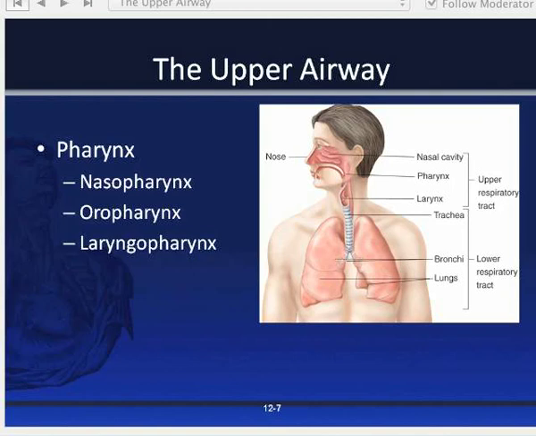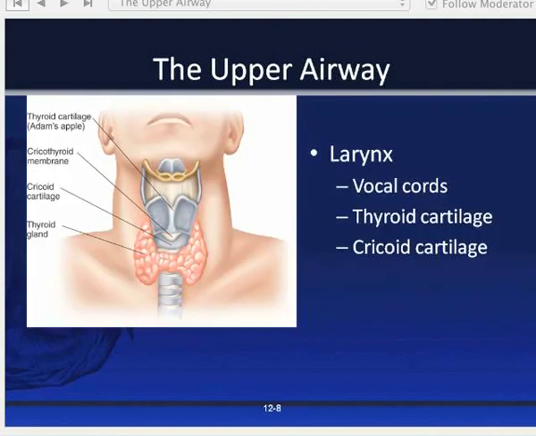The lowermost part of the throat, the laryngopharynx, surrounds the openings of the esophagus and larynx. It opens in the front into the larynx and in the back into the esophagus. It serves as a passageway for both food and air. The larynx contains the vocal cords. This area is the narrowest part of the adult airway.